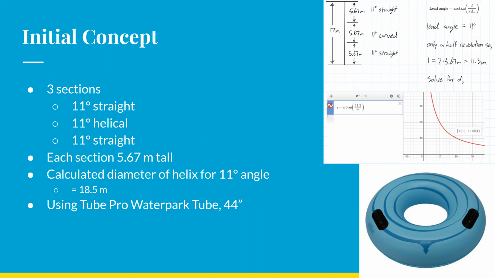To achieve the 11-degree incline on the helical curve, we had to determine the diameter of the curve using the helix equation, and that came out to be about 18.5 meters. Next, we selected the tube appropriate for our age group of 15 to 45. We sourced a 44-inch commercial water park tube from Tube Pro.